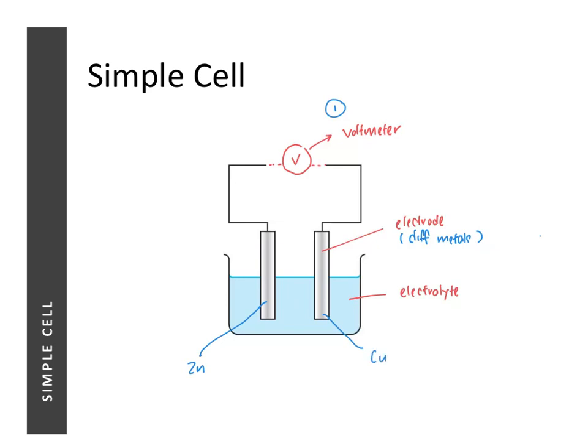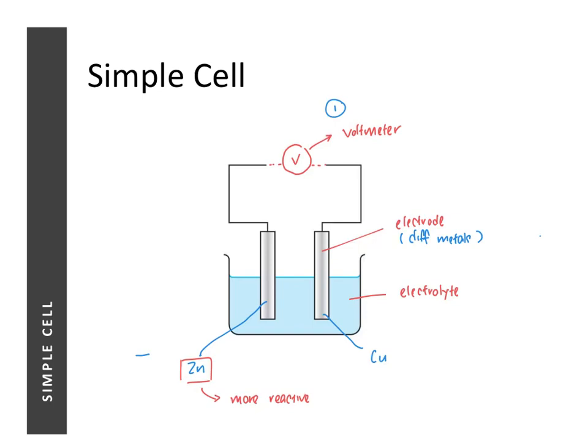Now with this particular setup, let's look at what can happen when you have this combination of electrodes. If we look at zinc and copper, the first thing that we need to assess is which is the more reactive metal. If you can recall your reactivity series, zinc is your more reactive metal, because it's above copper in the reactivity series.